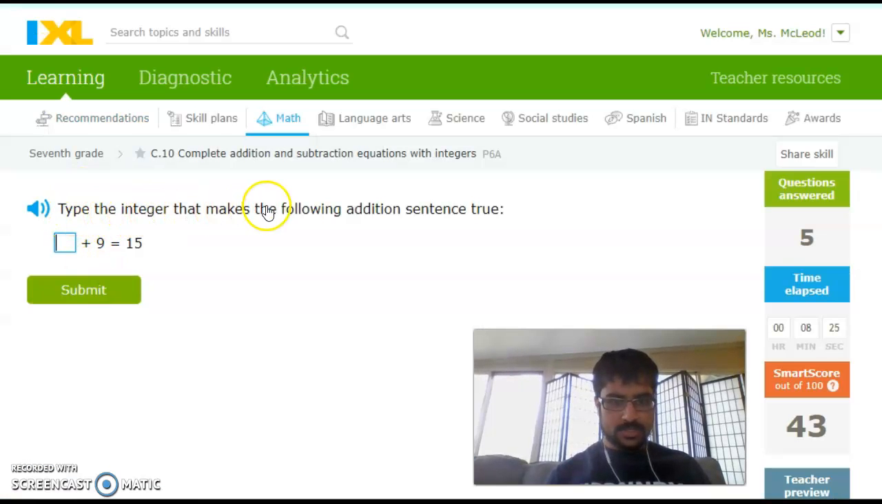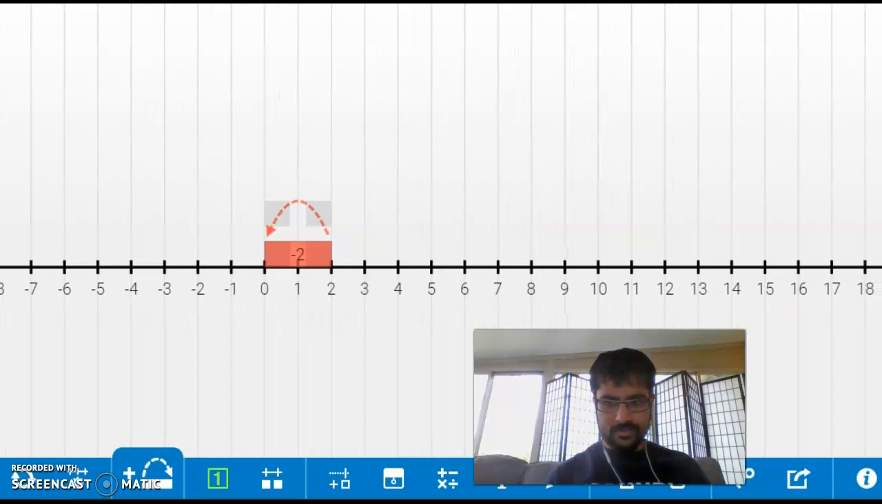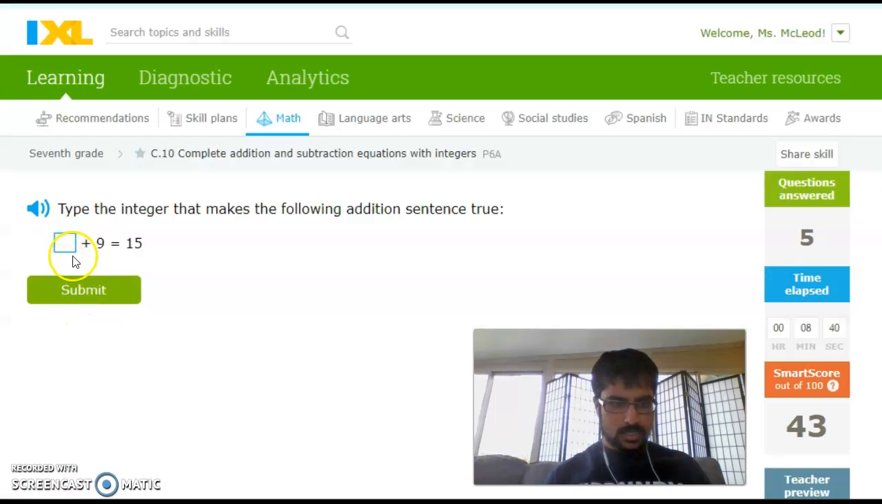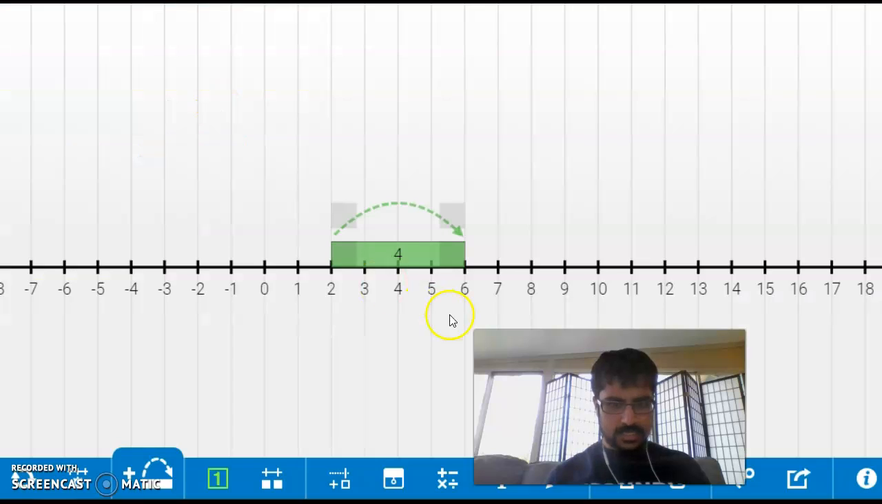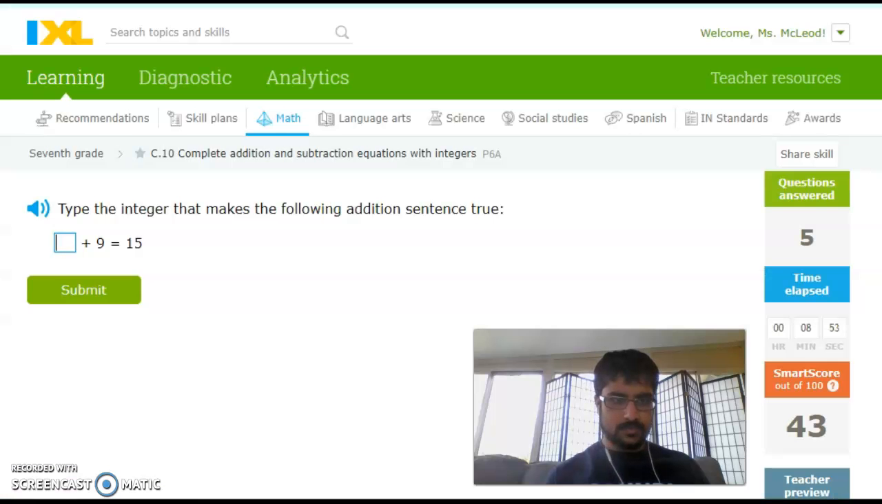Type the integer that makes the following addition sentence true. Something plus 9 is 15. This is one you should be able to figure out with a little bit of mental math, but let me show you the method we're using. Plus is going to be green to the right, and I'm adding 9 to something to get to 15. So let's make this 9. Let's make this end at 15. And let's see where we start. We start at 6. 6 plus 9 is 15.